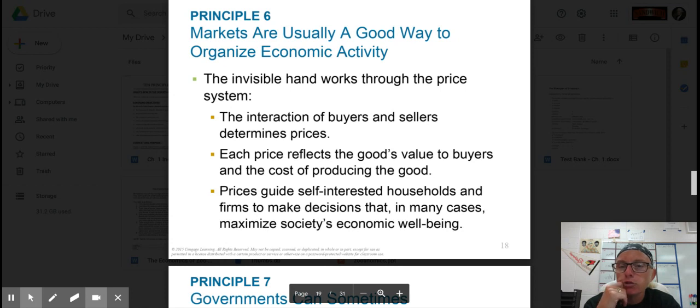Prices guide self-interested households and firms to make decisions that in many cases maximize our well-being. You need to think about this. Cell phones are like a blessing and a curse, but more of a blessing, you have to say.